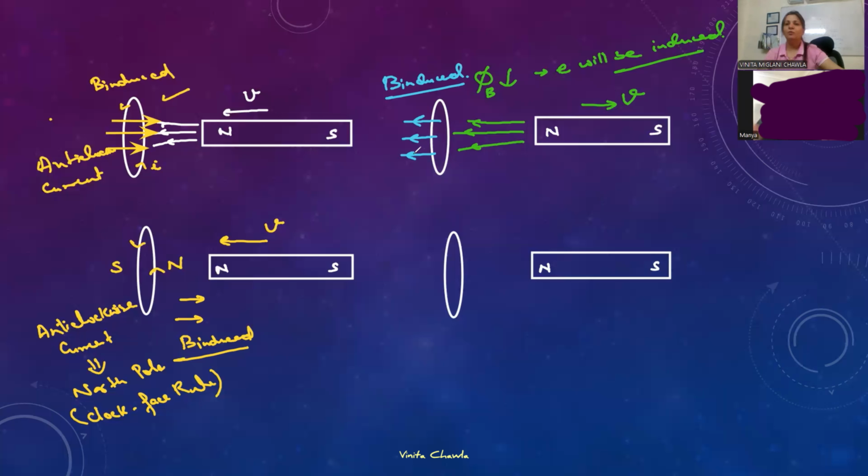So now how will the current flow? Again, use the same rule. This is the direction of induced magnetic field. How will the current flow?